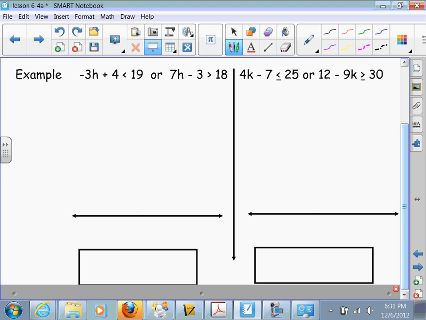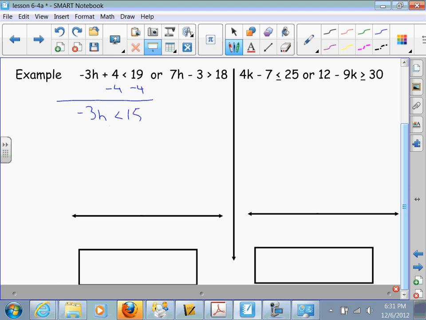We have negative 3h plus 4 is less than 19, or 7h minus 3 is greater than 18. So all you're going to do is start tackling one at a time. We're going to look at this one first. I got negative 3h plus 4 is less than 19. The first thing I'm going to do is subtract 4 from both sides. Now I got negative 3h is less than 19 minus 4, which gives me 15.